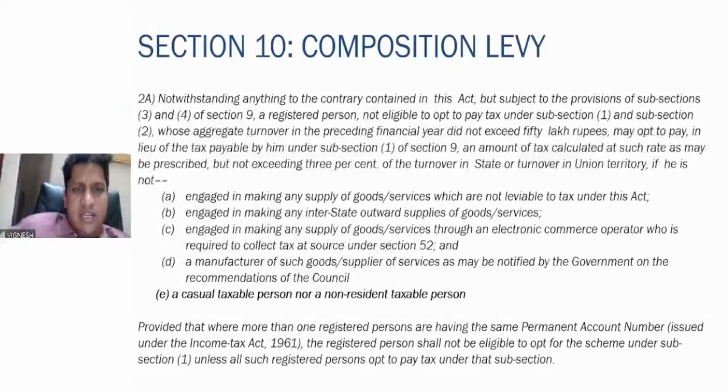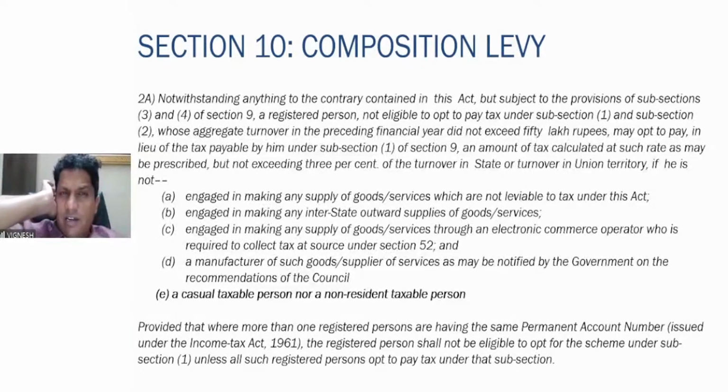Then engaged in making interstate outward supply of goods or services. The moment you say interstate, you cannot opt for the composition scheme. Engaged in making goods or services through electronic commerce operator. Very simple. If you are supplying through an electronic commerce operator, you can't opt for the composition. Manufacture of such goods, casual taxable person as I told you for temporary registration, and non-resident taxable person also cannot opt for the composition scheme. If more than one registered person have the same PAN number, the registered person shall not be eligible to opt for the scheme unless everyone pays the tax as per that section.